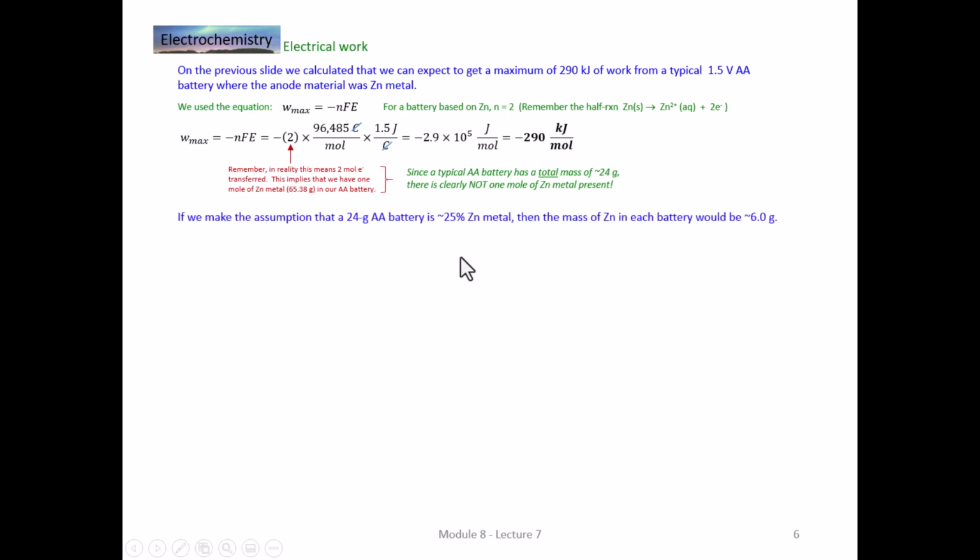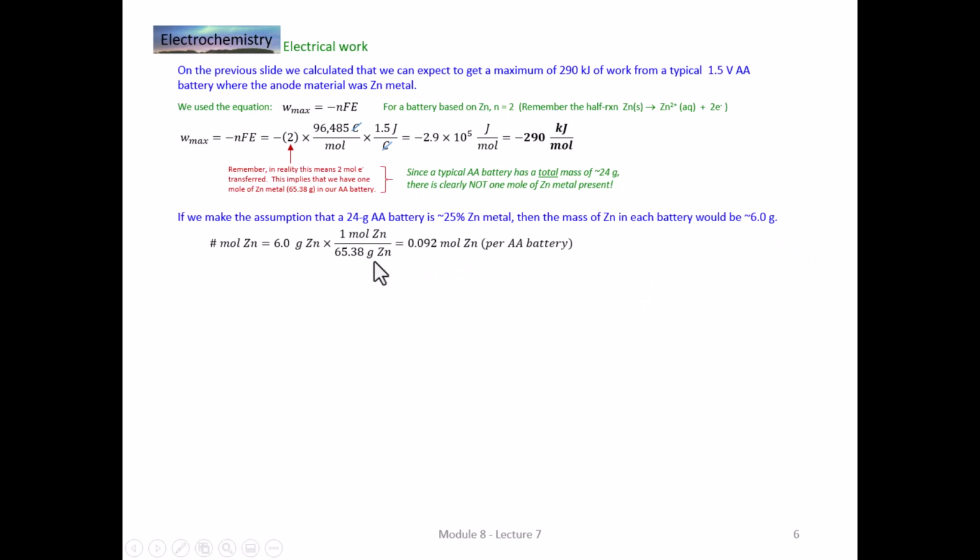So if we make that assumption that the battery is 24 grams, and then we make another assumption that the battery is about 25% zinc metal, then the mass of zinc in each battery would be about 6 grams. So what I'm going to do is scale down how much work we would expect to get out of our battery by about 90%. So we'll only get about 1/10 of what we think because we only have about 1/10 of a mole.